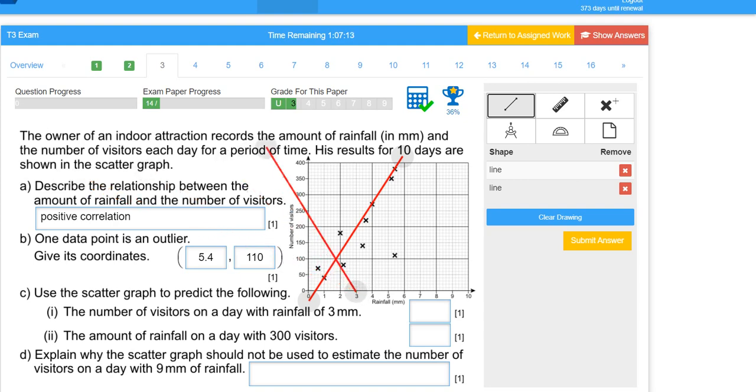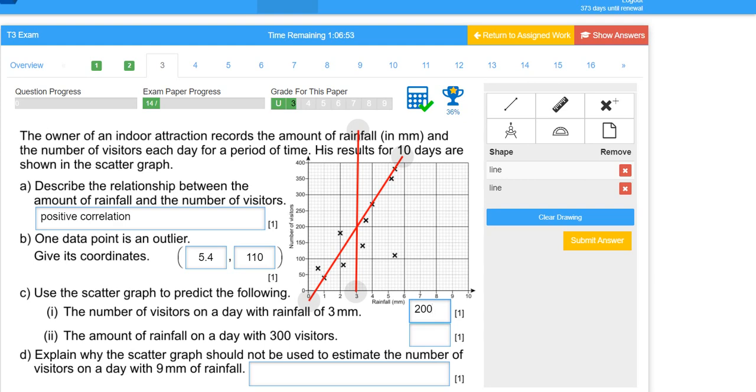And I'm going to go up and see where that crosses my line. So I can see it crosses my line at 200. So I'm going to say I'm estimating it's 200. Now, if your graph is a little bit different, you might find that you have maybe 190 or 210. There's a bit of variation allowed.